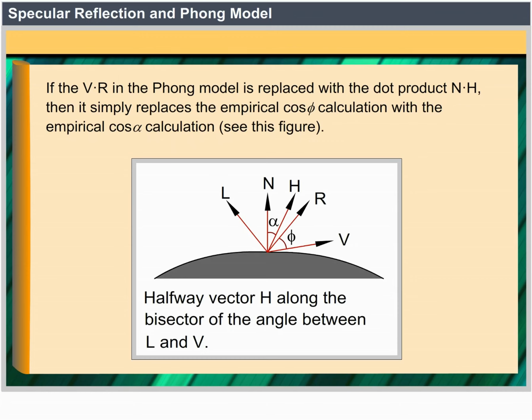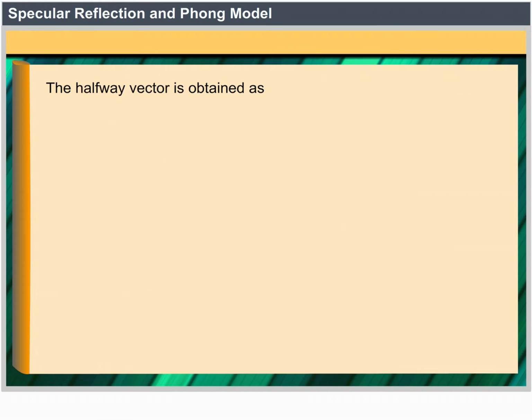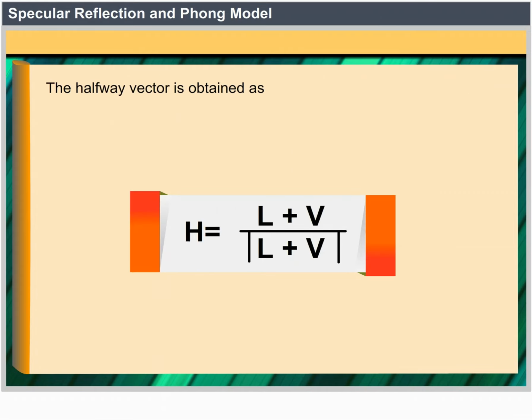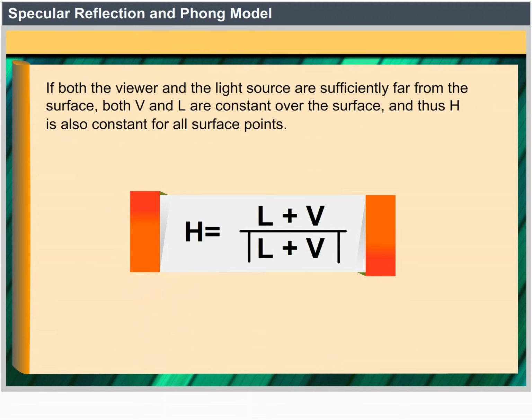The half-wave vector is obtained as H equals (L plus V) over the magnitude of (L plus V). If both the viewer and the light source are sufficiently far from the surface, both V and L are constant over the surface, and thus H is also constant for all surface points.